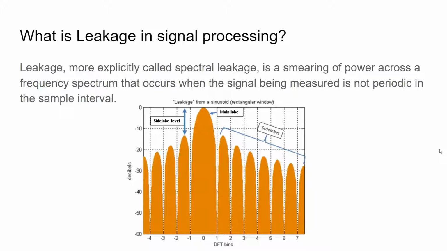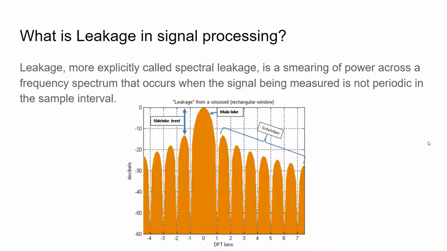One of the biggest problems that engineers face is that the frequencies which appear in their data don't line up with the analyzed frequency. Therefore, a leak starts to occur in the surrounding frequencies. So, what is leakage in signal processing?